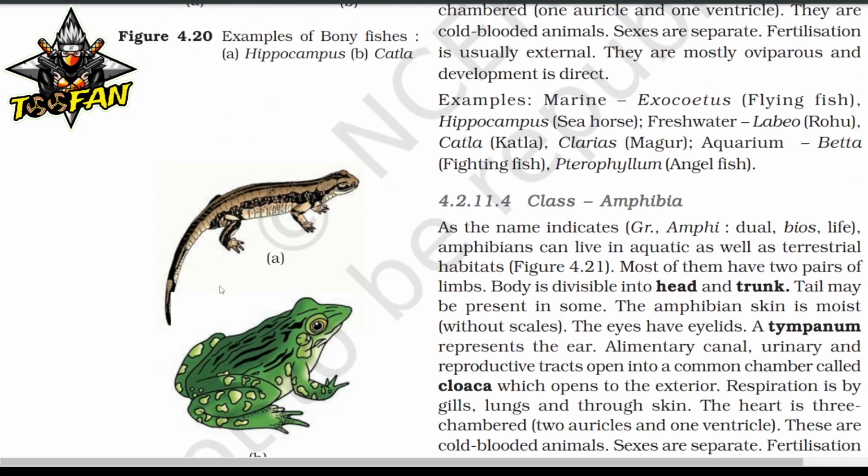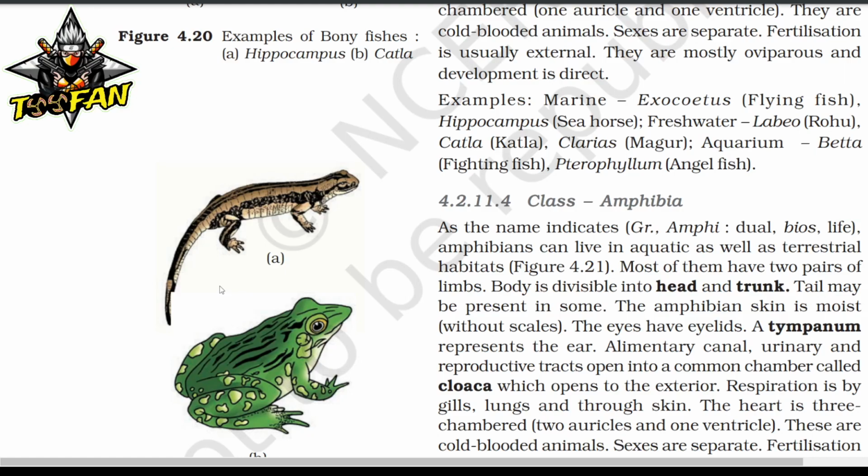And now class Amphibia. As the name indicates, Greek amphi, dual, bios, life. Amphibians can live in aquatic as well as terrestrial habitat. Most of them have 2 pairs of limbs. Body is divisible into head and trunk. Tail may be present in some.